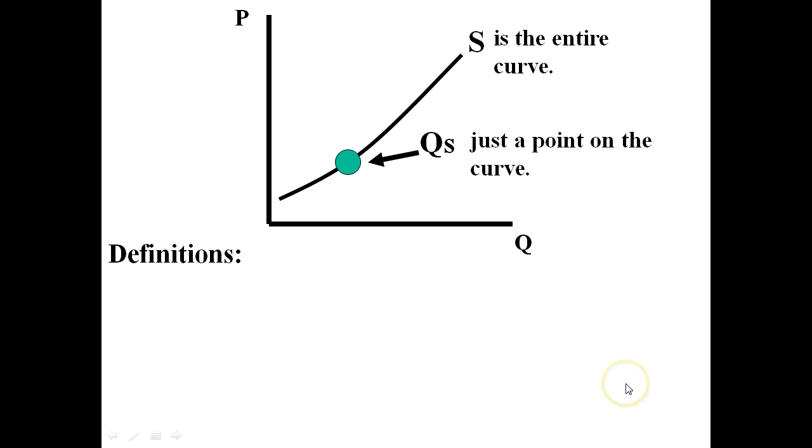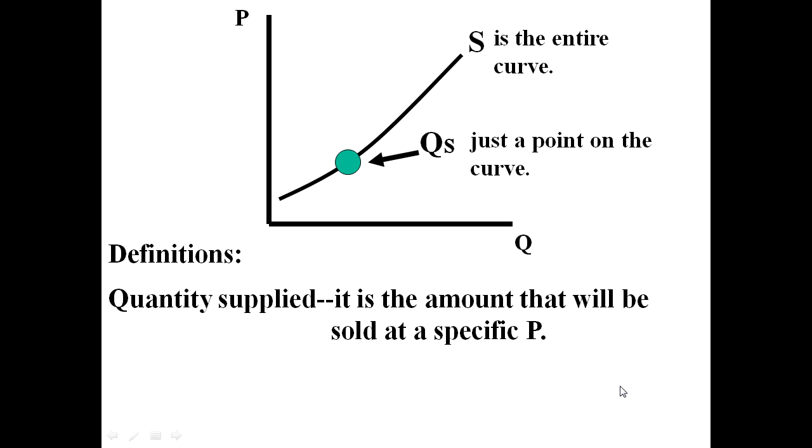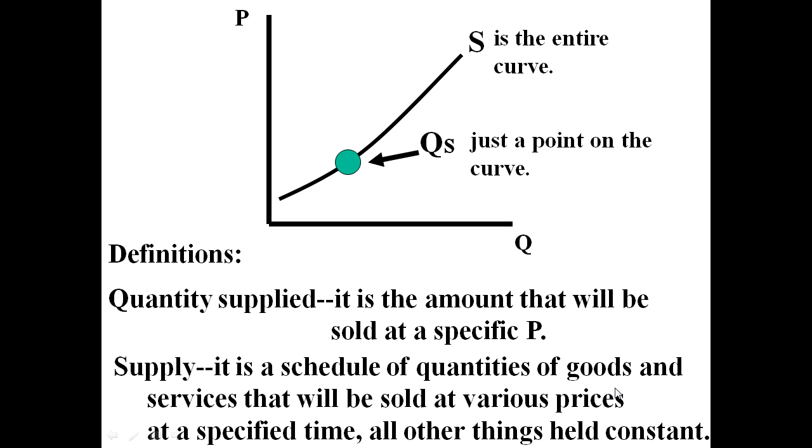So let's get to some definitions here. Quantity supplied is a specific amount that will be sold at a specific price. And supply is the entire schedule of quantities of goods and services that will be sold at various prices at a specified time, all other things held constant.